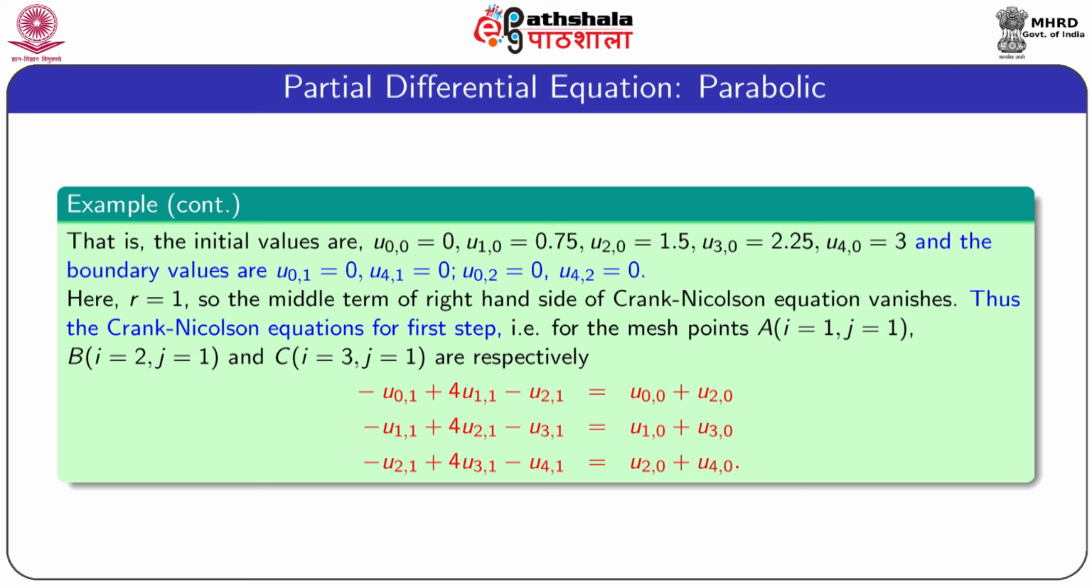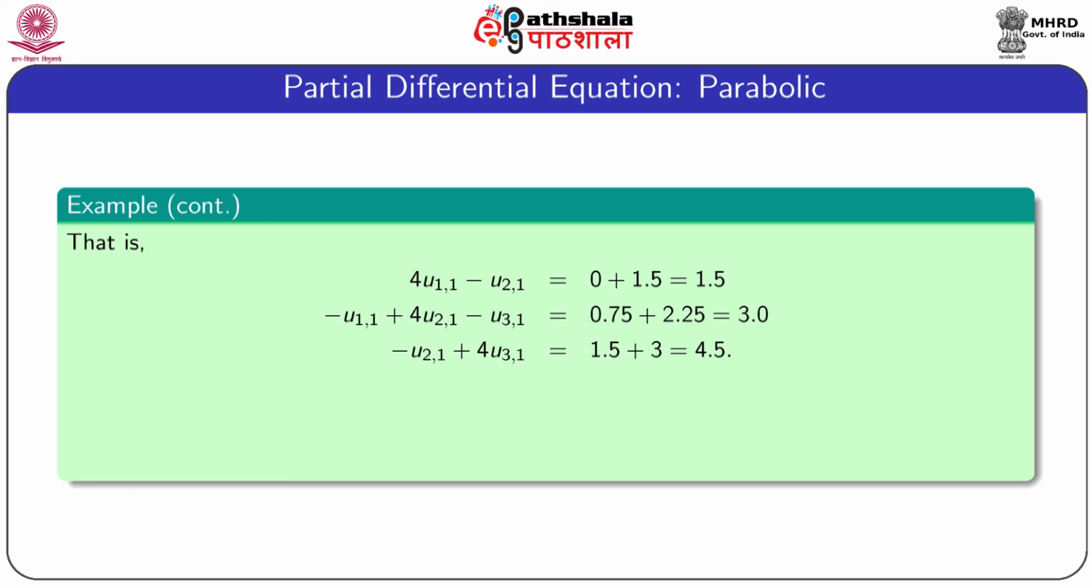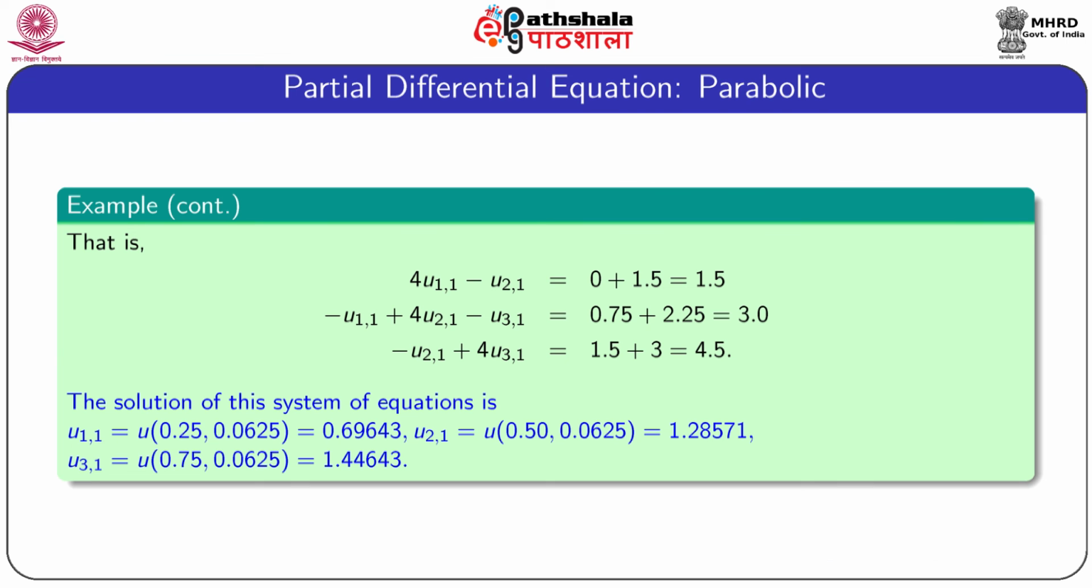So, for this case the system of equations is these three equations, and these three equations determine the values of u at the mesh points A, B and C. After substituting the values of the initial and boundary values, we obtain this system of equations, and by solving it we get the values of u11, u21 and u31. So, these are the values of u at different mesh points. Now, depending on these values we can find the value of u at the mesh points D, E and F.